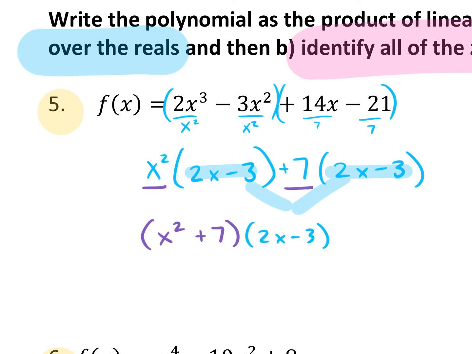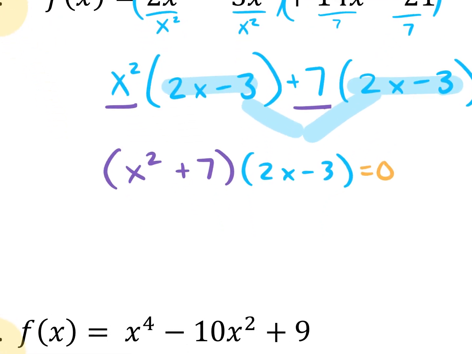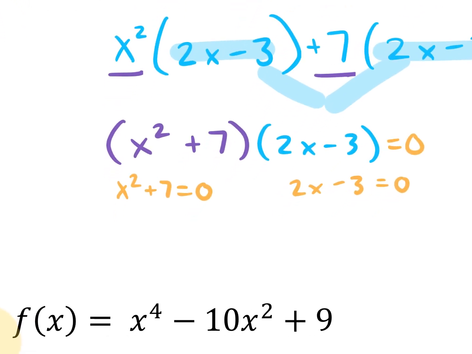All right, so then from here, I'm trying to find my zeros so I could set both of these equal to zero. So I have x squared plus 7 is equal to 0, and 2x minus 3 is equal to 0. So for x squared plus 7 equals 0, what should I do first? Subtract 7. So x squared is equal to negative 7, and then what do I do? Square root. What do I have to remember to do when I take the square root of both sides? So plus or minus what? I square root 7, so we would take out the i.